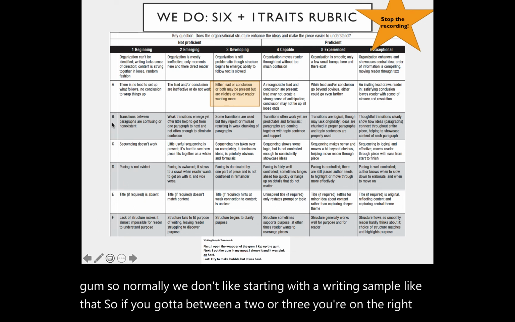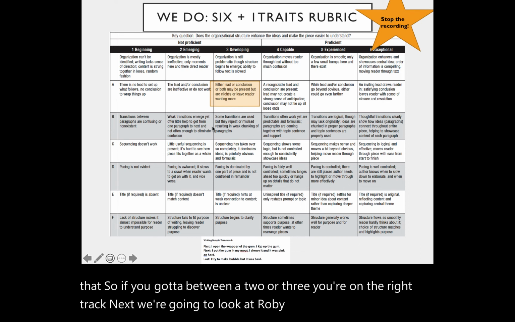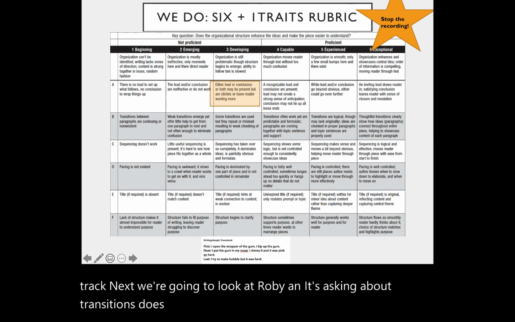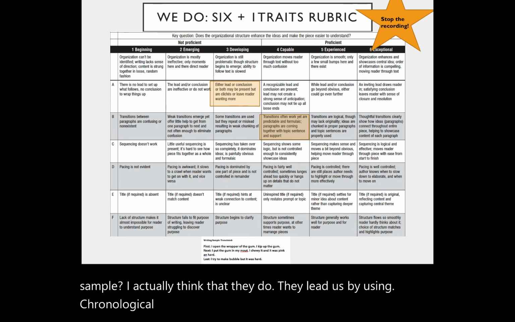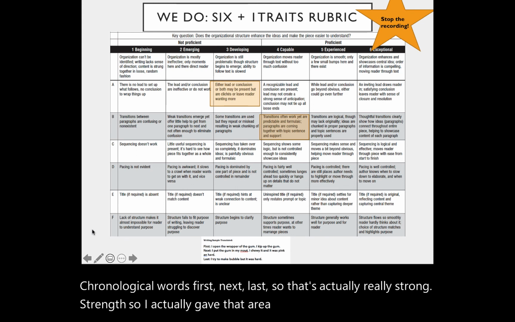Next, we're going to look at row B, and it's asking about transitions. Does the student include any transitions in their writing sample? I actually think that they do. They lead us by using chronological words: first, next, last. So that's actually a really strong strength, and I gave that area a 4.